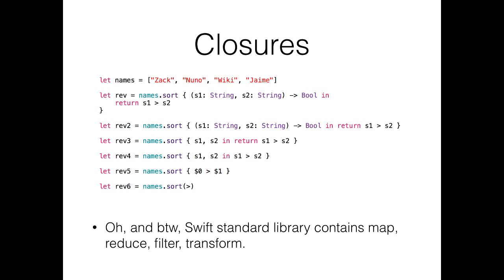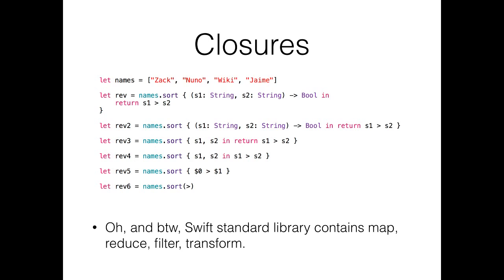Also, closures introduce wildcards. This means that instead of S1 and S2, I have the first position of the array, or the array that internally sort has, and the second position. And I want to compare those. So just compare it like that.